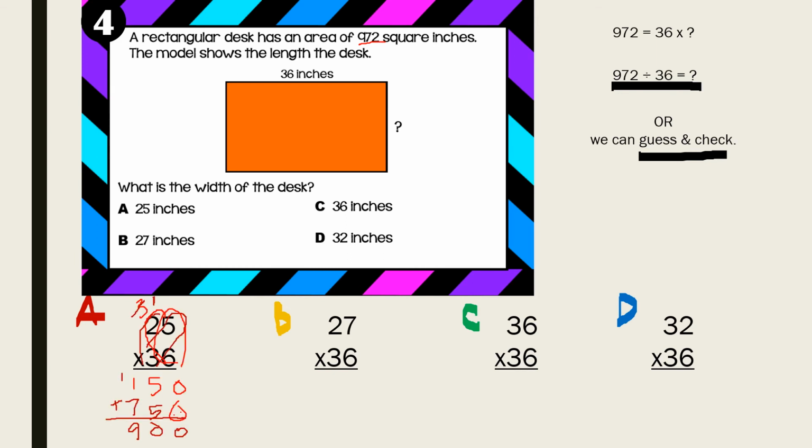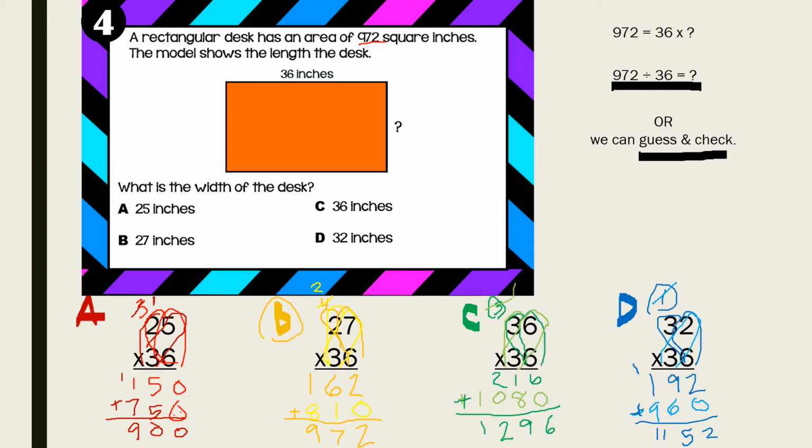A, I solved and got 900 square feet, so that is not right. B, I solved and got 972. So that's looking like it, but I want to go ahead and check the others just to be safe. I can see that C and D are way too big, so the correct answer would be B, 27 inches.